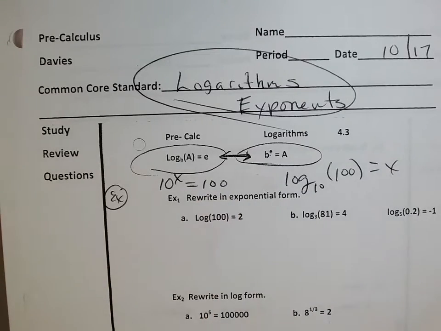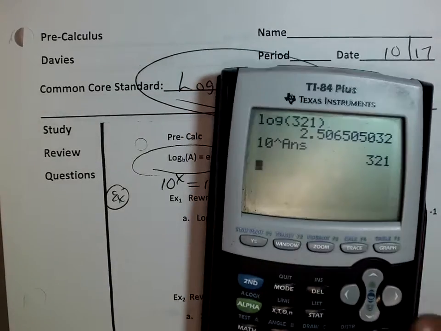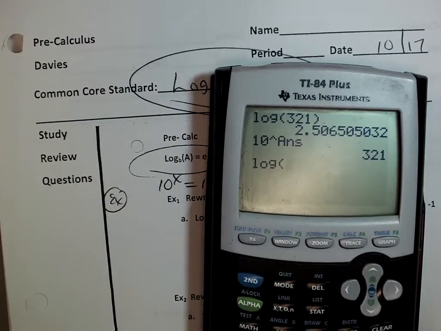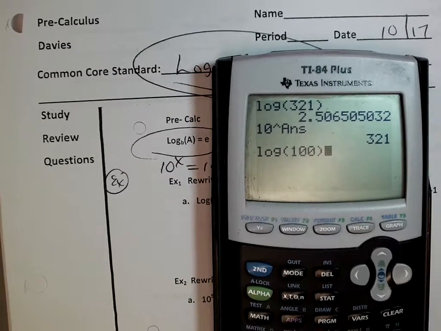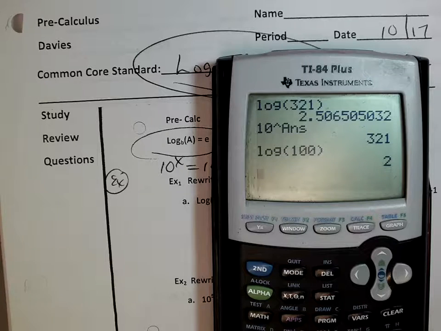And in your calculator, if you tried log of 100, I already know what the answer is. What's the calculator going to say? Log of 100 is going to be 2, right? It is 2 because the invisible 10 is saying 10 to what power is 100? The invisible base is saying 10 to what power equals 100 has got to be 2, okay?